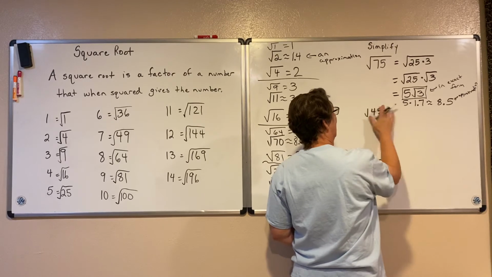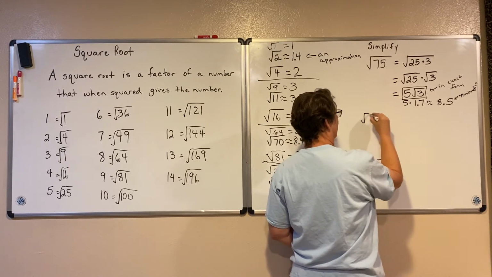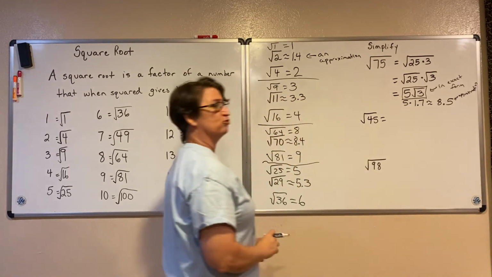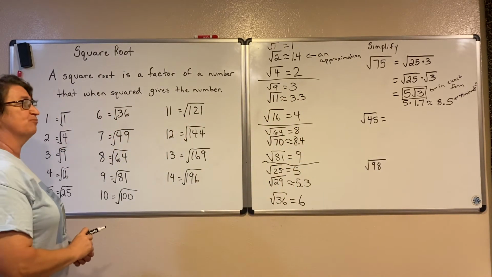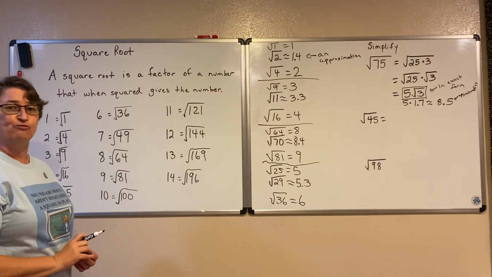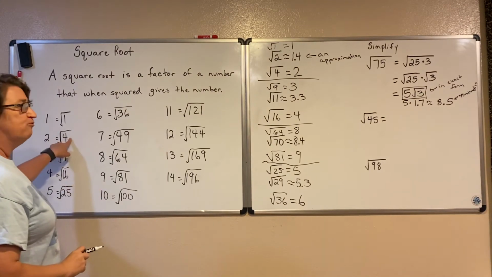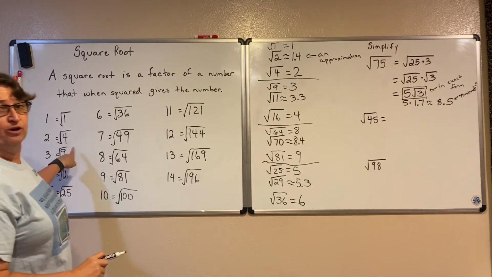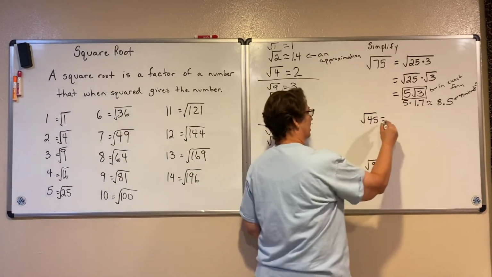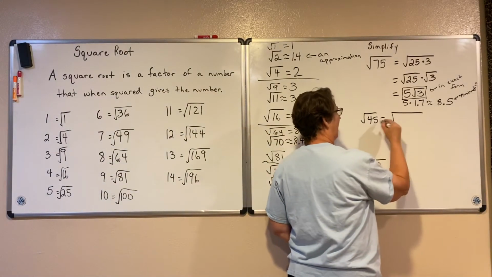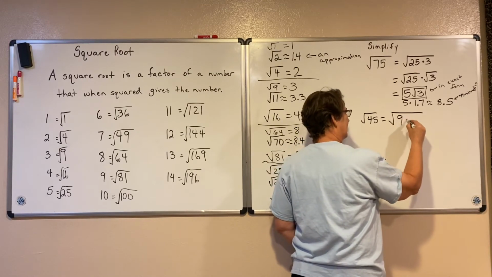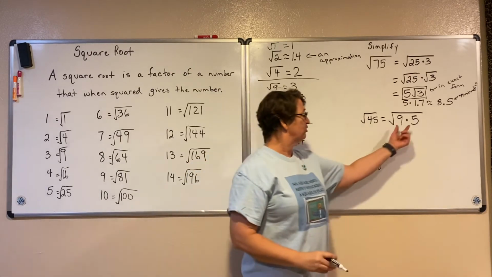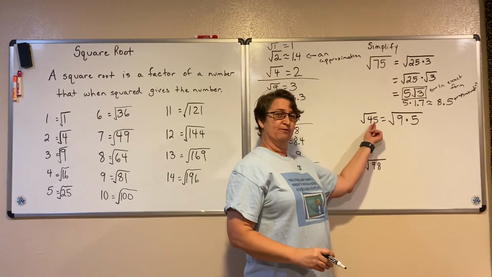Let's find and simplify the square root of 45. If I want to simplify the square root of 45, I'm going to do the same thing where I break it into a perfect square. So 4 doesn't go into 45, but 9 goes into 45. So I'm going to rewrite the square root of 45 as the square root of 9 times 5. Notice that's just equal to 45.